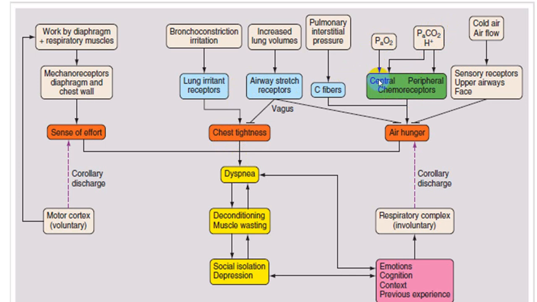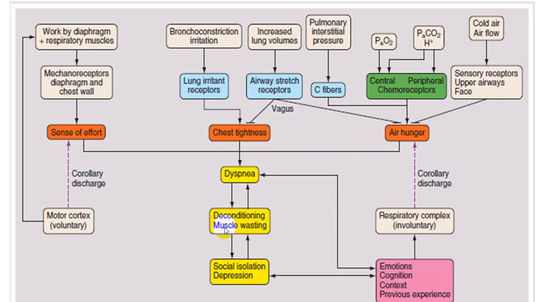There are two receptors, central and peripheral. Peripheral receptors will be stimulated by H ions and PCO2, while central receptors will be stimulated by hypoxia, hypercarbia and acidosis, while sensory receptors will be stimulated by the upper airway and face. Cold air can stimulate those sensory receptors, and the person will have air hunger. The vagus nerve, which is stimulated, will be inhibiting this, and by inhibiting, you will have air hunger. The person will feel dyspneic.